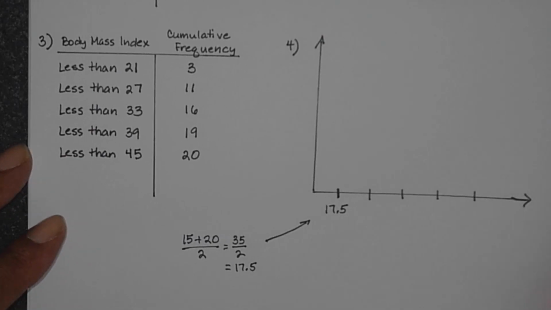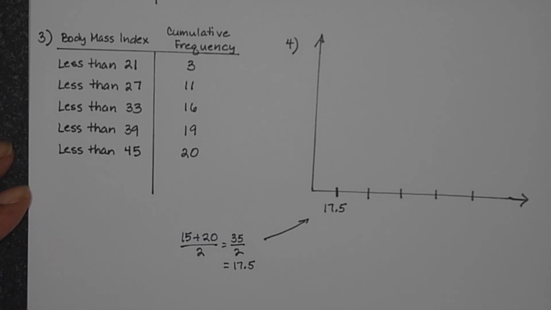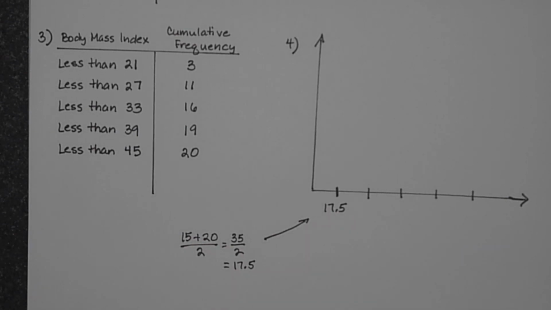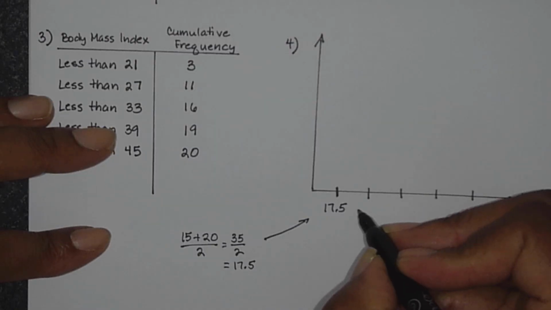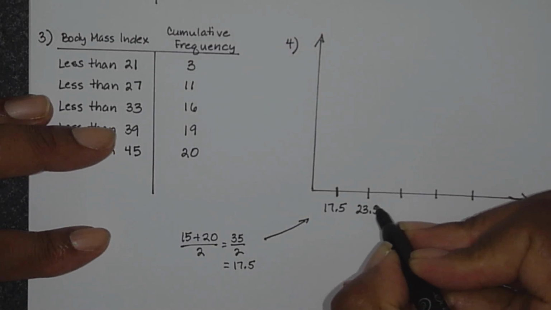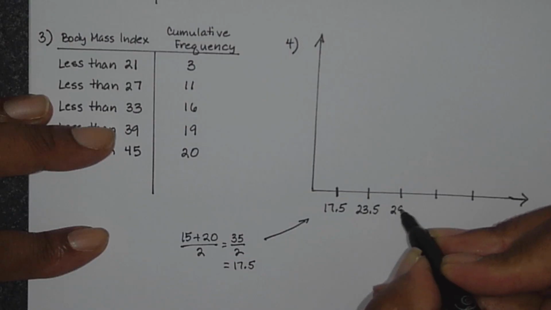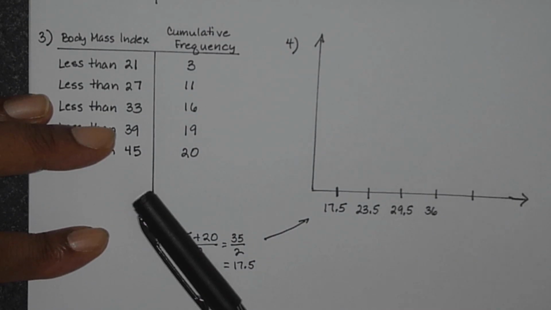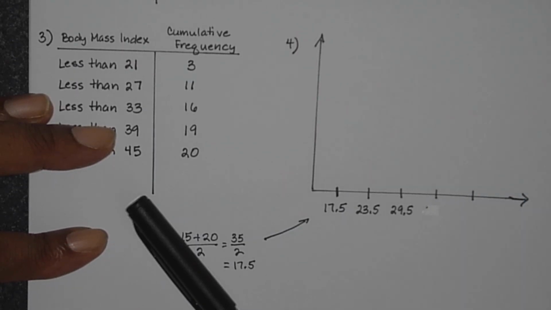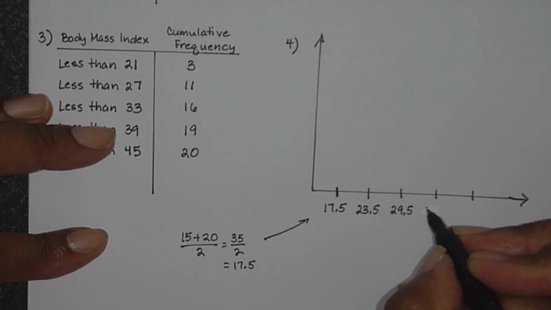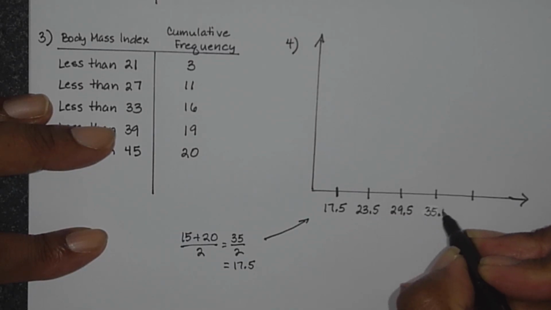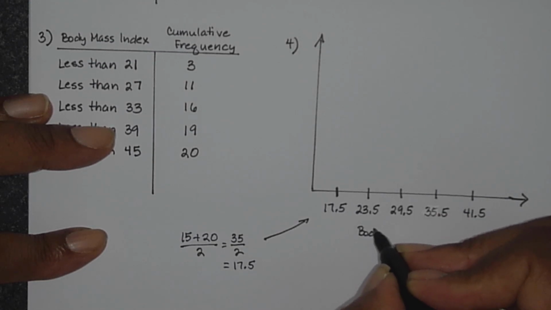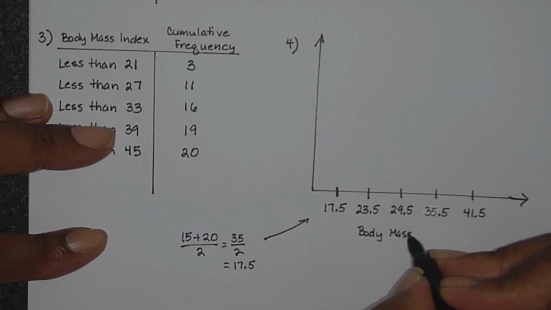And if we know what the class width is, which is in this case going to be 6, let's add 6 to that first class midpoint to get the others. So 6 to 17.5 would give us 23.5. Add 6 to that, you'll get 29.5. Add 6 to that, 35.5. And then add 6 to that, 41.5. And we'll label that as body mass index.